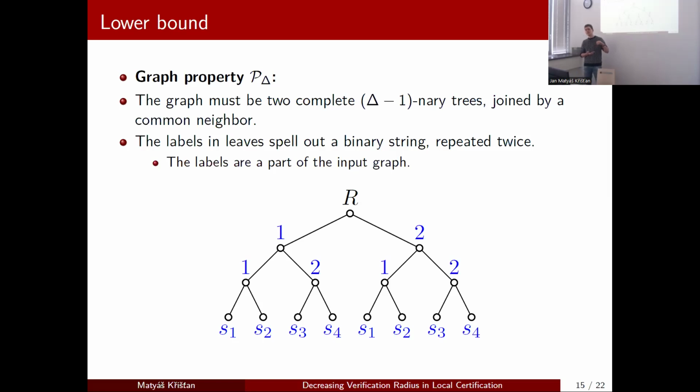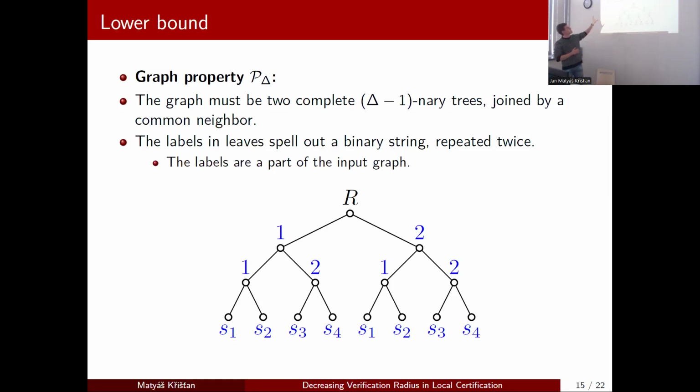So the idea is that if we start with our proof labeling schema and we want to decrease its size, it cannot go below the lower bound that we will show. So in general, any procedure cannot be better than that. So this is what a graph from the property looks like.